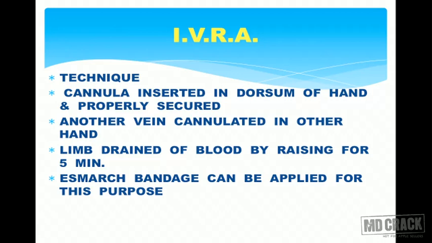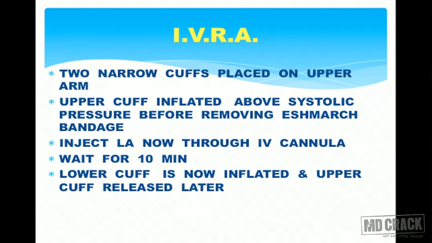An Esmarch bandage is applied for this purpose. To drain off the blood from the upper limb, a tight Esmarch bandage is applied to the whole of the upper limb so that all the peripheral veins of the upper limb are drained of blood. Now, 2 narrow cuffs like BP cuffs are placed on the upper limb. The upper cuff is inflated above the systolic pressure. That is, if the systolic blood pressure of the patient is around 120 or 130 millimeter of mercury, the upper cuff is inflated around 20 to 30 millimeter of mercury more than the systolic pressure.